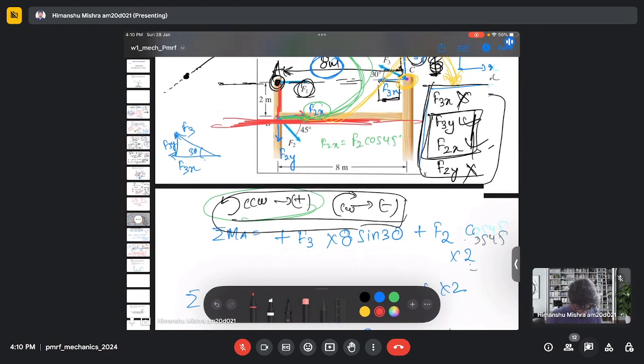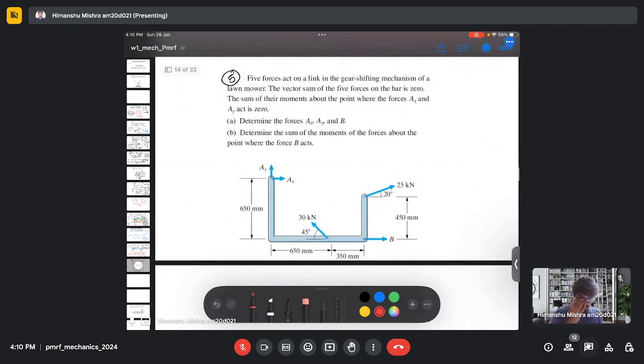So let's move to the next question. Here we have five forces acting on a link in a gear shifting mechanism of a lawnmower. The vector sum of the five forces on the bar is 0. The sum of their movement about the point where the forces AX and AY act is 0. Determine the forces AX, AY, and B. Determine the sum of movement of the forces about the point where the force BX acts.